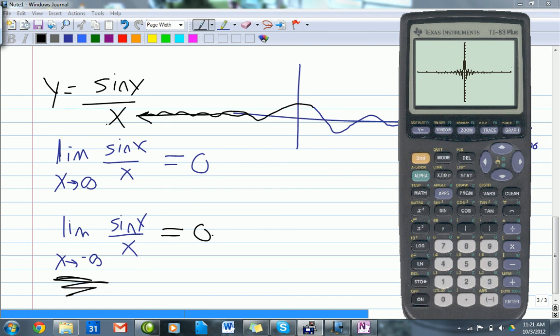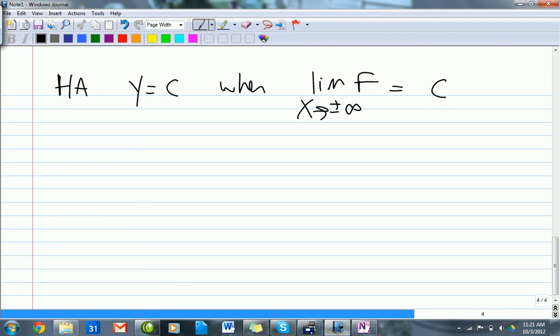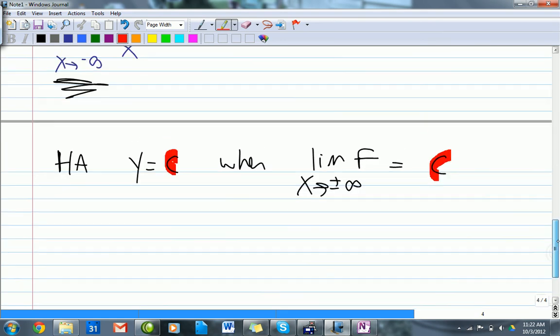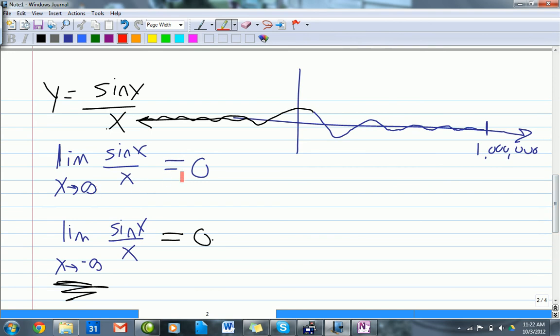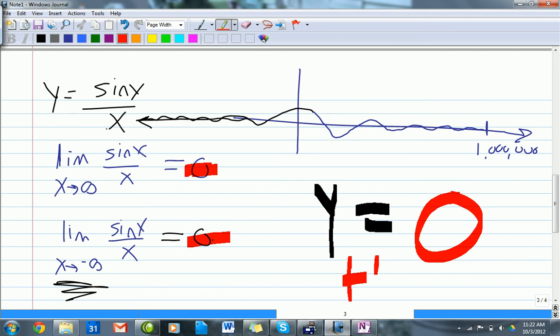Okay? So here's what we have. We have the description of a horizontal asymptote. We have a horizontal asymptote at y equals c when the limit as x goes to either plus or minus infinity of the function equals c. Just like in the case of sine x over x, as x is going to infinity, we peter out towards 0. So therefore we have a horizontal asymptote, y equals 0.